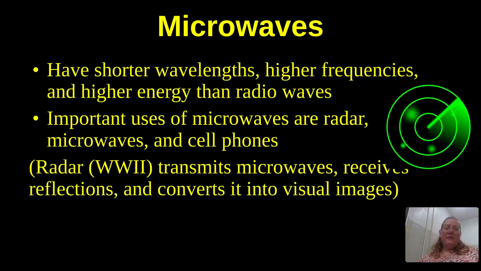Microwaves have shorter wavelengths, higher frequencies, and higher energy than radio waves, but just a little bit, right? Besides the obvious, microwaves are used in radar and cell phones. That was how microwaves were actually invented. The story goes that a World War II person had a chocolate bar on his radar equipment, and he realized that it melted, and so he realized, hey, we can use microwaves for different things besides just radio.